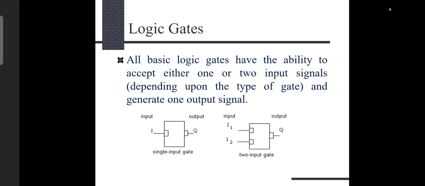All the basic gates have the ability to accept either one or two input signals, depending upon the type of the gate, and generate one output signal. Here we will see a single input gate as well as a two input gate. The single input gate accepts one input and produces one output. The two input gate accepts two inputs and produces one output.